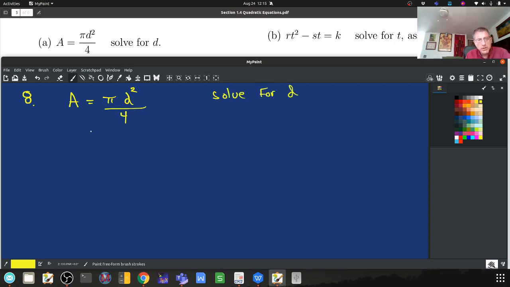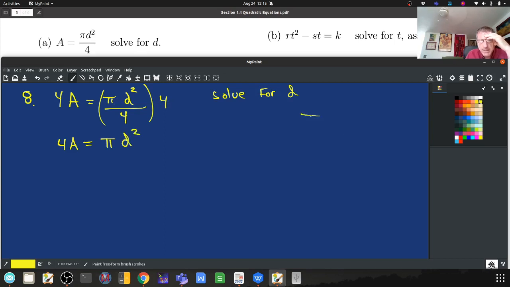So what do we have to do? We have to isolate the d term. This has a fraction in it, so the first thing we do is multiply both sides by the denominator, which is 4. That clears the denominator, because I have to maintain the equality, I have to multiply both sides by the same number. And 4 times this is the same as 4 divided by 4 times pi d squared. So that just gives me pi times d squared.